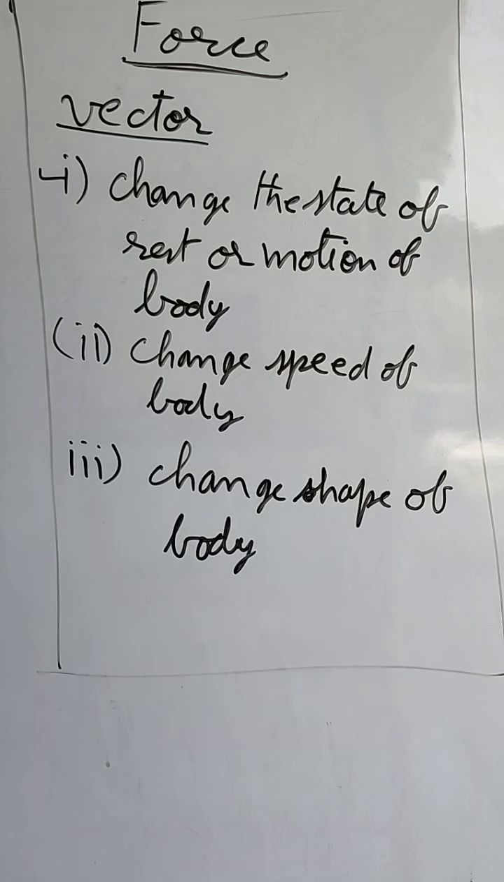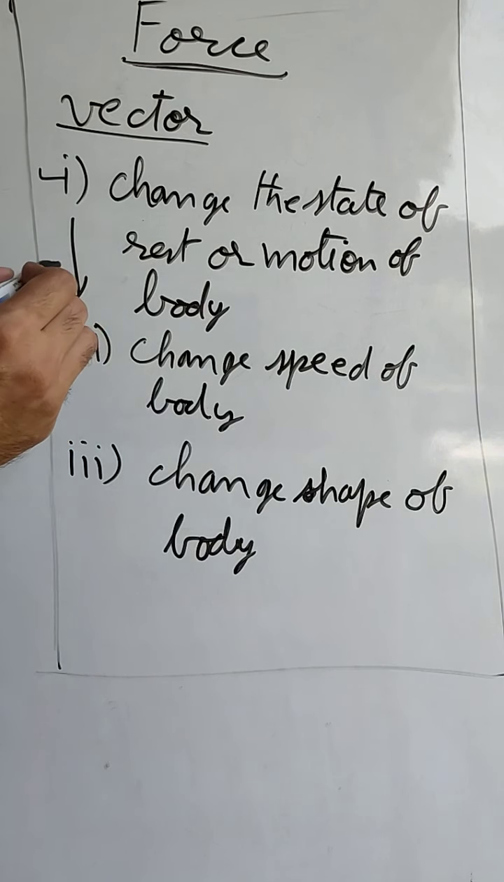That is, if a body is at rest, we can apply force in a certain direction and it will start moving. Similarly, if a body is in motion, we can apply a certain force in a certain direction and we can bring that body to rest, or we can increase the speed of the body. So that way, by applying force, we can change the state. From this first point we derive the second point.